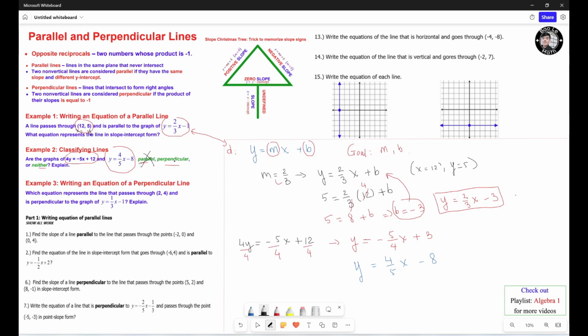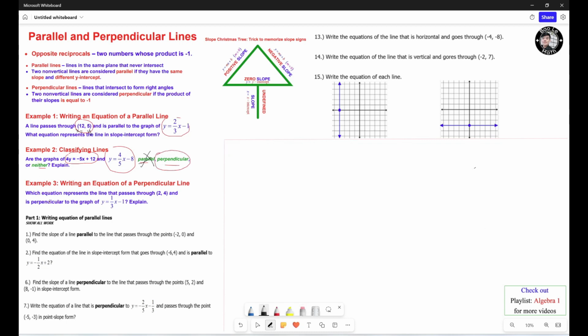Now I'm going to check to see if they're perpendicular. In order to do that, I take the slope negative 5/4 and multiply by this slope right here, 4/5. I'm going to check to see if the product equals negative 1. So this cancels out, this cancels out, and I have negative 1 left. Negative 1, so these two lines are perpendicular. Okay, so the answer is perpendicular.